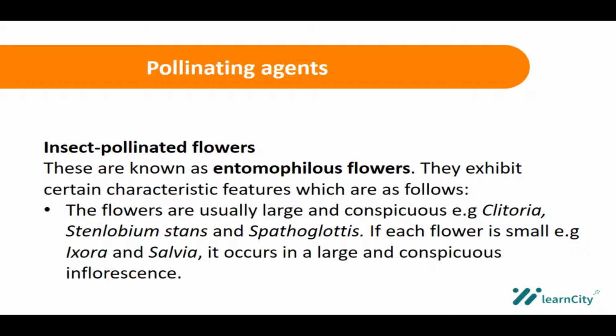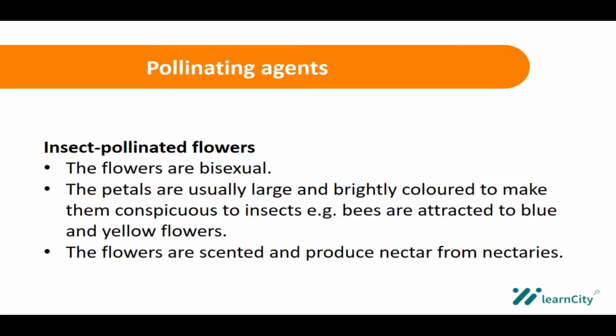Now, there are some flowers that are actually small, like Ixora and Salvia, but they occur in large and conspicuous inflorescences. Inflorescences are groups of flowers, so they can still attract the insects that way. So insect-pollinated flowers are usually large, or they occur in large groups, to attract the insects. Another characteristic is that the flowers are usually bisexual, so the two sexes are found in the flower.